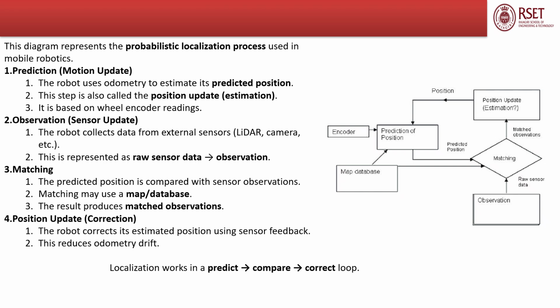Then comes observation update. Sensors such as LiDAR, camera, or IMU provide environmental feedback. The predicted pose is compared with sensor measurements and map data. This matching process determines how well the prediction aligns with reality. Finally, the estimate is corrected using sensor feedback. This reduces uncertainty. This predict, compare, correct cycle continues continuously. This probabilistic framework allows robots to operate in uncertain environments more robustly than pure deterministic models.